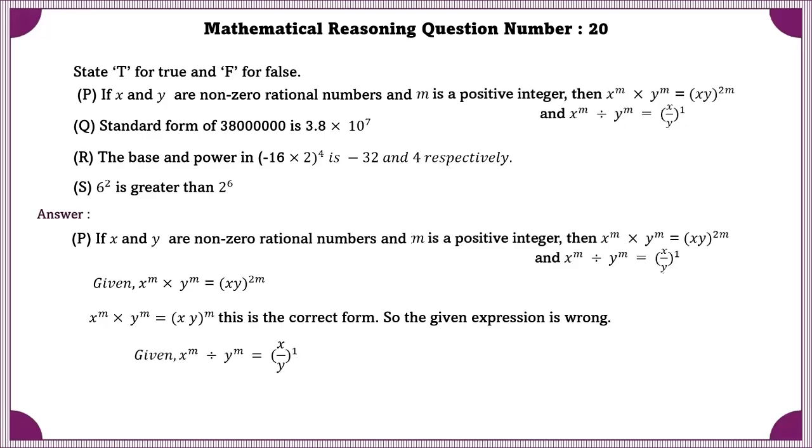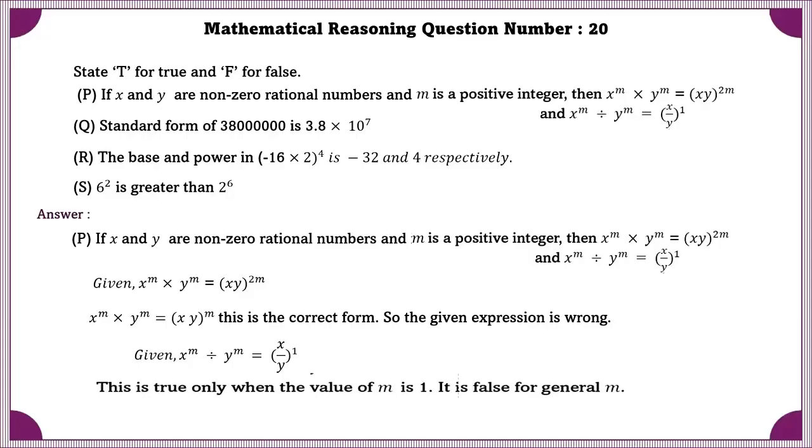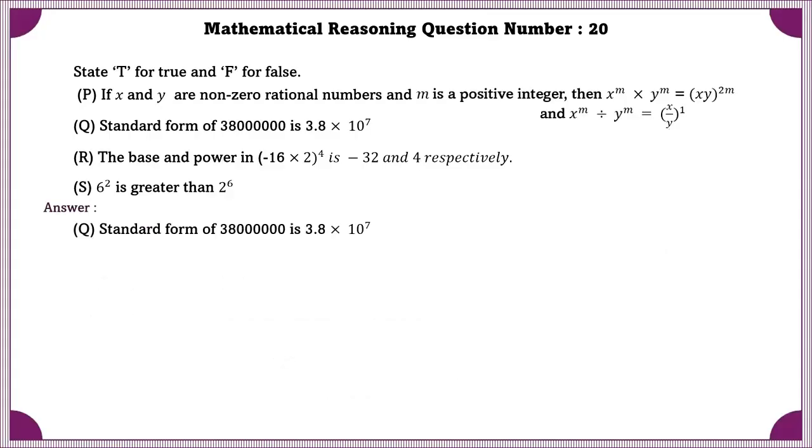Now let us see the second one. Given x to the power m divided by y to the power m is equal to x by y to the power 1. This is true only when the value of m is 1. Therefore, statement P is false. Q, standardized form of 38000000 is 3.8 into 10 to the power 7.